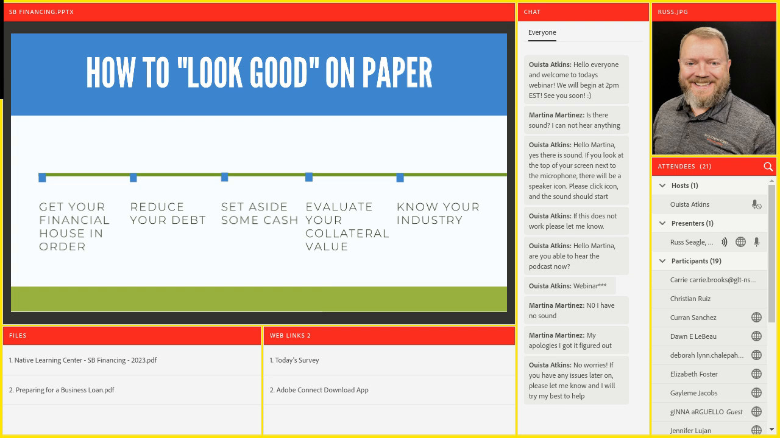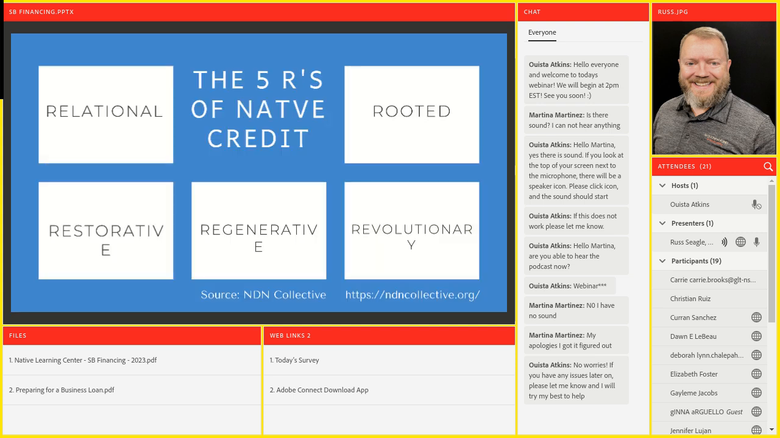Let's look at a way that I was kind of skeptical about at first. I'm not going to lie, but I really do like this. We actually use it in conjunction with other things, but I love this. It's the 5 R's of Native credit. Indian Collective came up with this, and it looks like our lettering got off a little bit. I'm sorry about that. So just imagine that these words are spelled correctly.